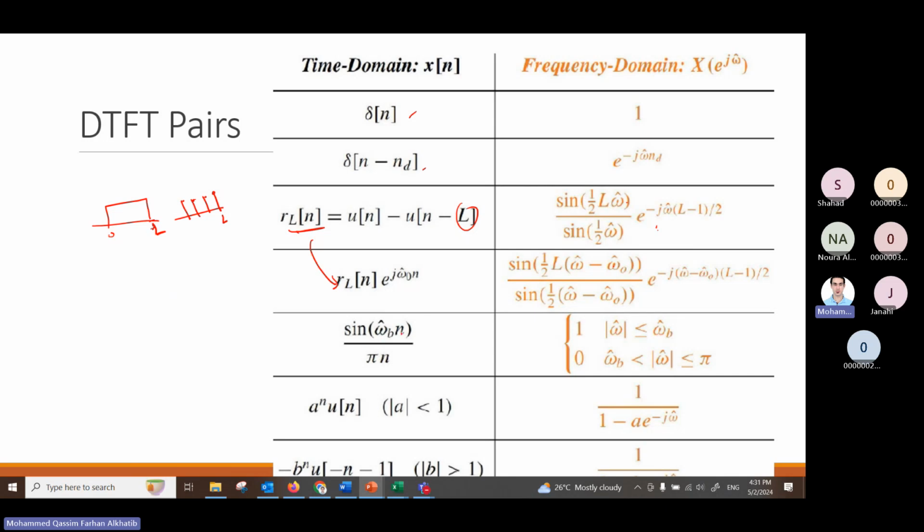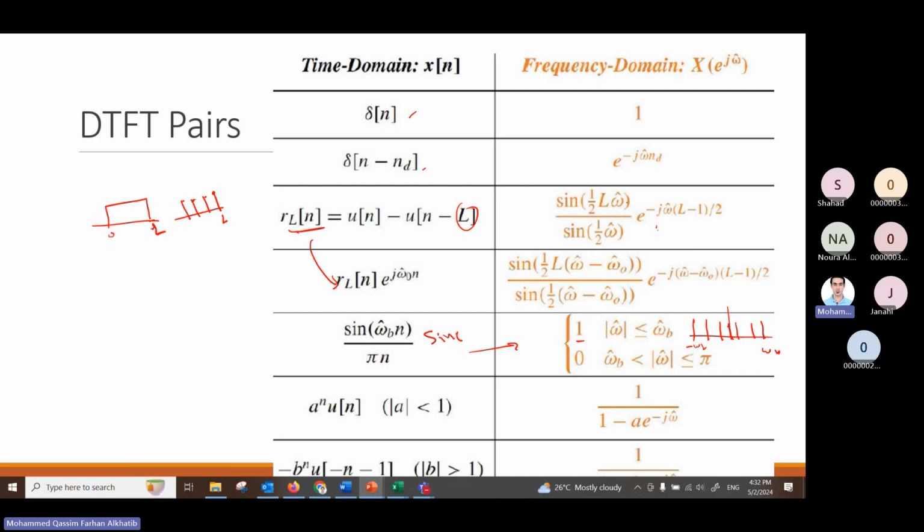Here, that's what we call a sinc function: sine omega_b n over pi n. The representation will be 1 for absolute values of omega less than omega_b, so basically something like this. That's omega_b, negative omega_b, and it's 0 elsewhere. Again, it's a rectangle. That's what we call the duality principle: a sinc leads to a rectangle, and a rectangle leads to a sinc.